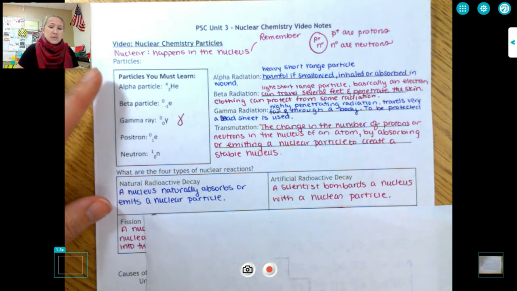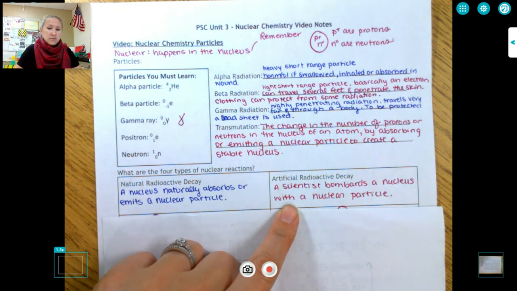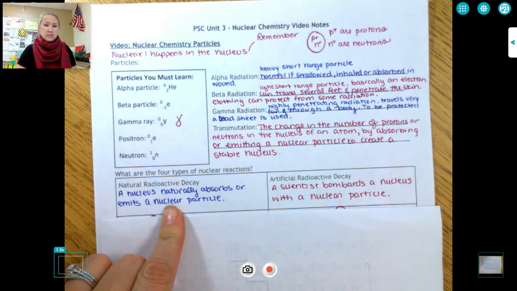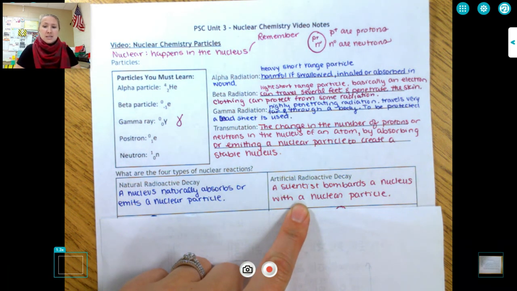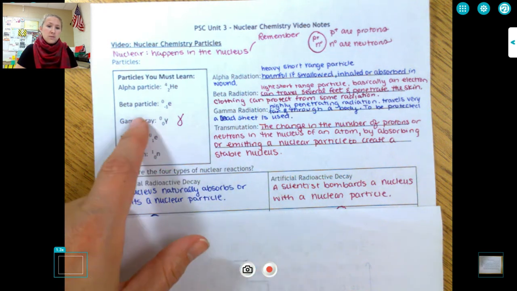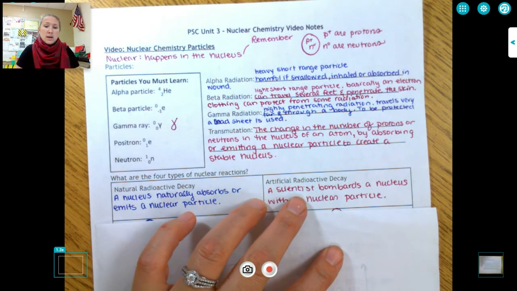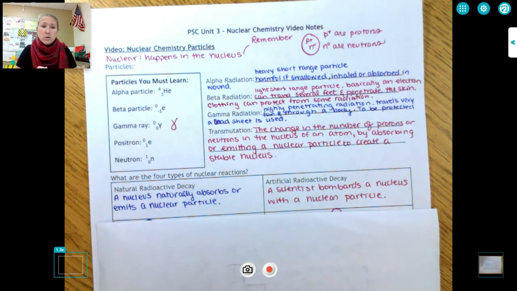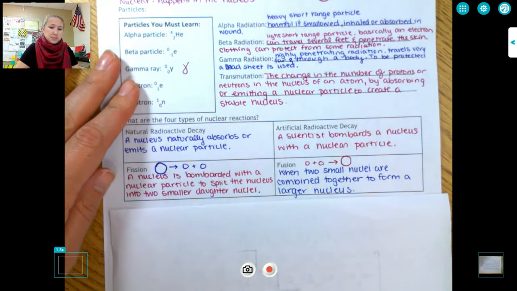There are 4 different types of nuclear reactions. We can either have natural or artificial radioactive decay. Natural radioactive decay is where a nucleus naturally absorbs or emits a nuclear particle, whereas in artificial radioactive decay, a scientist bombards a nucleus with a nuclear particle. So something is done in a lab where the scientist takes one of these particles and bombards a nucleus with it. Doesn't matter which one, but they do that to force the nucleus to break apart or to fuse together. We can have fission or we can have fusion.